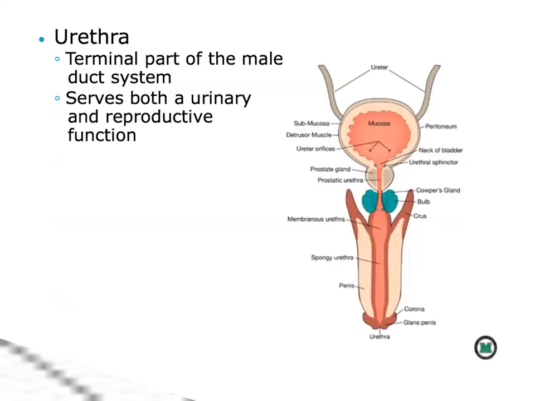And then finally we get to the urethra. That's the ending part of the male duct system. And as I said earlier, it serves both a urinary and a reproductive function. And we've seen with the urinary system, the urethra coming out of the bladder. This picture doesn't show the fact that you have your vas deferens coming in on the backside and attaching to the urethra through the prostate gland.